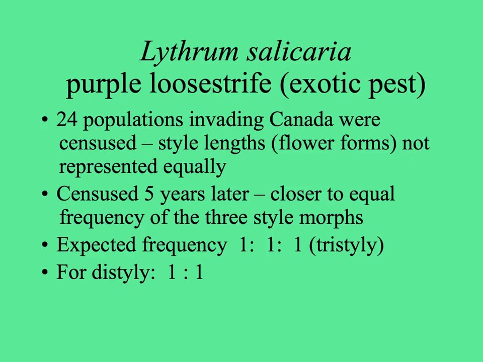Some more about frequency-dependent selection. A tristylous plant, Lythrum salicaria, the purple loosestrife, was introduced into North America. 24 different populations that were invading Canada were sampled, and the style lengths weren't represented equally. But 5 years later, there were closer to equal frequencies of the three style morphs, and the expected frequencies of the morphs in a tristylous population is 1 to 1 to 1, and for distyly, 1 to 1.